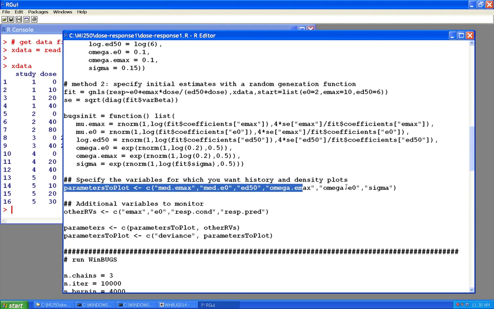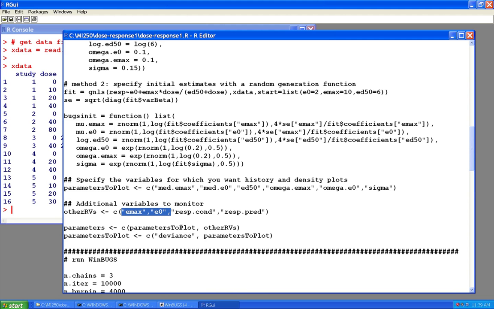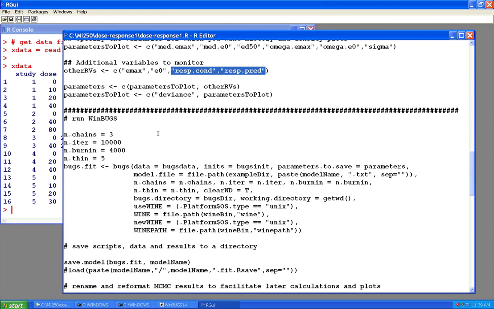So I come down here, I tell it what I want to monitor, and of course I want my Emax, E0, basically our population medians, and for both of those, my ED50, and my standard deviations. In addition, I'll go ahead and collect the individual trial specific values for Emax and E0, and I'll get the two different types of predictions I talked about, our individual and population predictions. Go ahead and run Emax here.